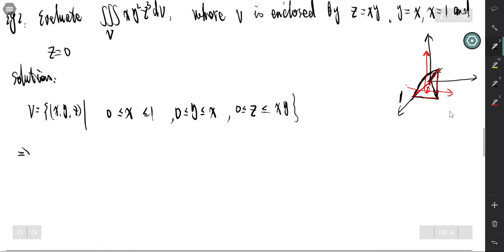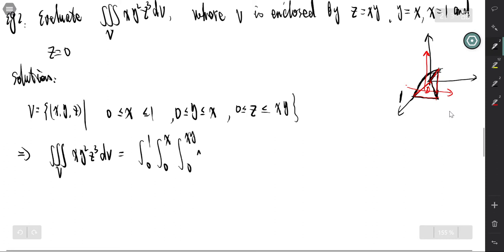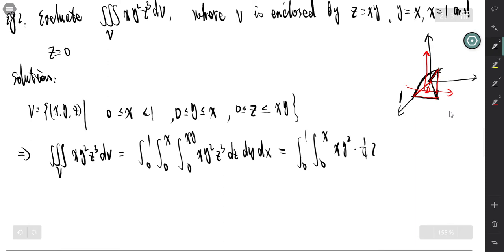Then the triple integral of x y squared z cubed dV: x is from 0 to 1, y is from 0 to x, z is from 0 to xy, so x y squared z cubed dz dy dx. That is x y squared times 1/4 z to the fourth from 0 to xy, dy dx.